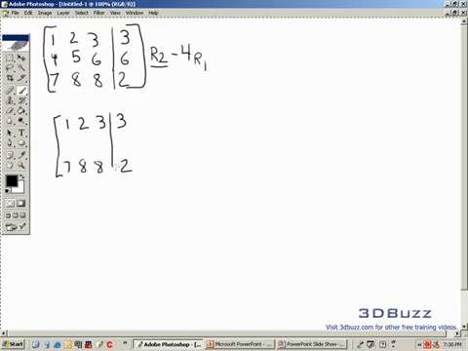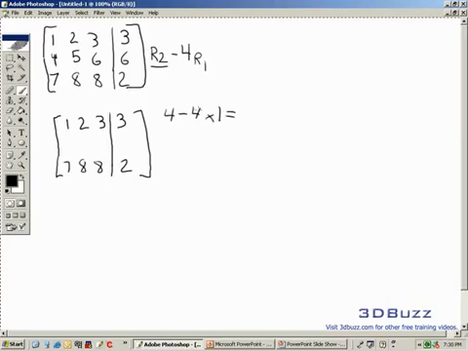Again, that row is not changing. So the only row that's changing is the second one. So, 4 minus 4 times 1. So you're taking row 1, multiplying it by 4, and subtracting that from row 2. This was what was in row 1, and that was in row 2 for the first entry. That gives 0, because that was what our intention was.